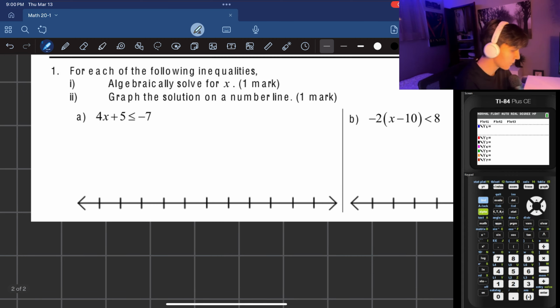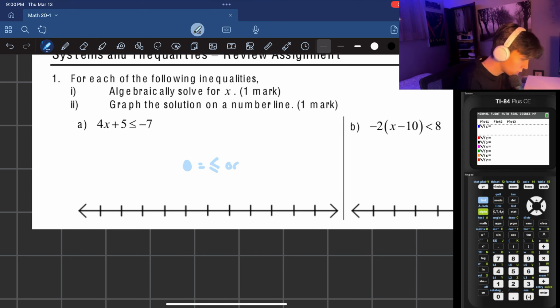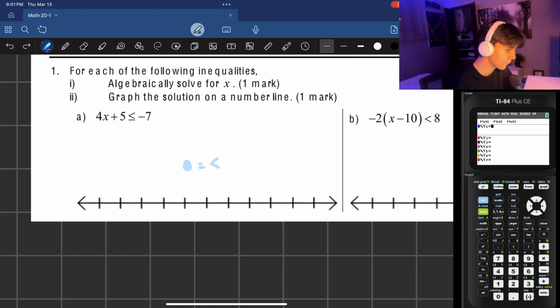So here we have an or equal to sign. If we have an or equal to sign, that means we're going to have a closed dot. And if we have an open dot, that means less than or this. So we're going to be having a closed dot on our line here. So let's isolate for x here. You're going to subtract 5 from both sides, and that gives you 4x is less than negative 12.